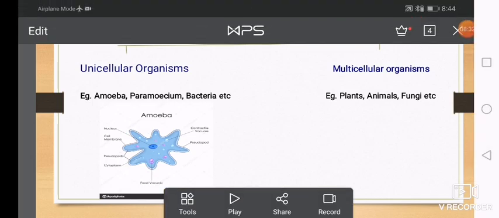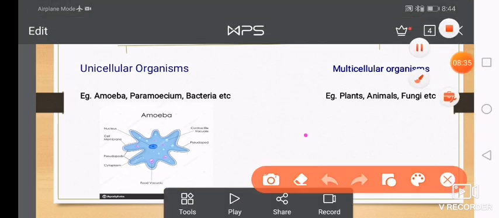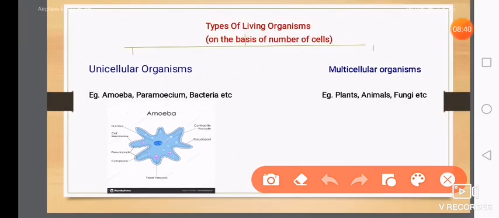So that was the main topic of today's class, that is the discovery of cell. Now the next is all the living organisms which are present on the entire earth. They can be divided into two parts on the basis of number of cells they have in their body. So it can be of two types, the unicellular organisms and the multicellular organisms. Uni means one and multi means many.